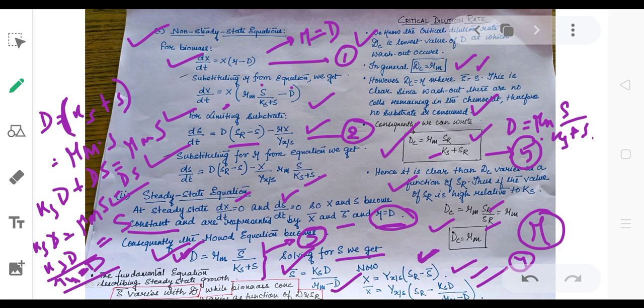So this is all about your continuous cell culture kinetics, where we have related the dilution rate with respect to substrate concentration, dilution rate with respect to cell concentration, and consequently we have related all three, that is your dilution rate, substrate concentration and cell concentration, in terms of your Monod's equation.